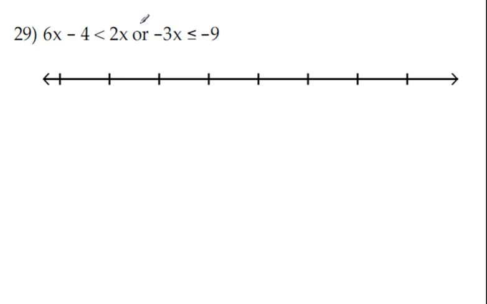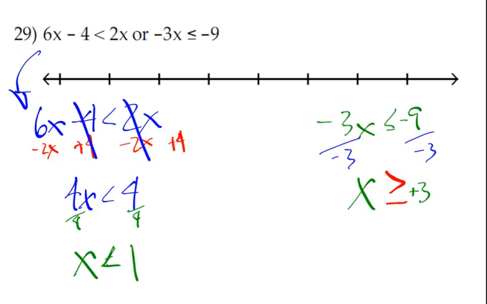Do it right. Alright, here we got an OR graph. We need to solve both of these independently. So I'm going to solve this one here and solve this guy over on the other side. The one on the left is pretty easy. I added 4 over, subtracted my 2x, divided by 4. So x is less than 1. Nothing big there. The big thing here is we got dividing by a negative number, so you want to make sure that when we do that, the symbol flips over. We also have to take care that negative divided by negative becomes positive. Lots of little things we can do wrong.